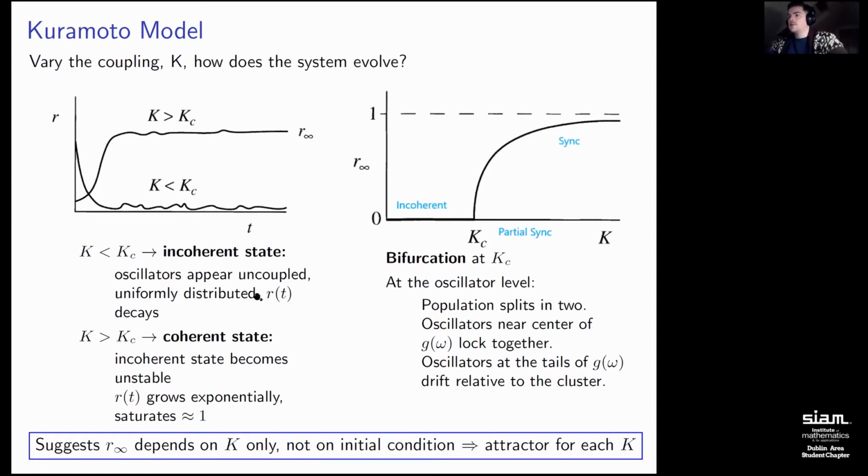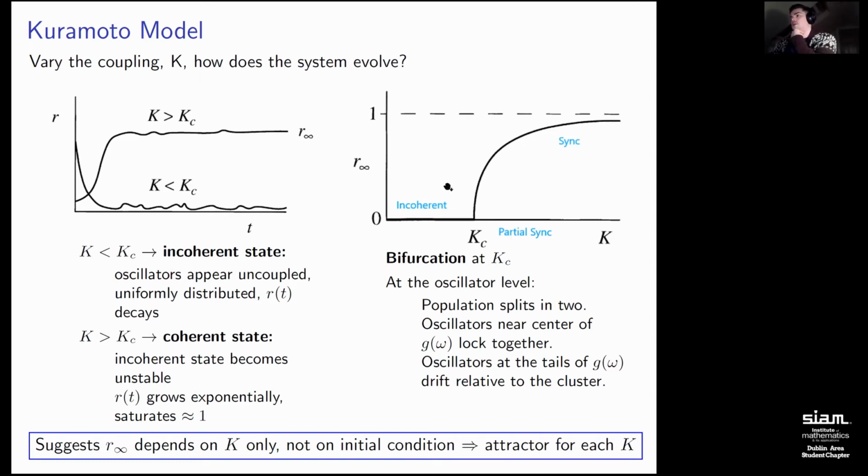And the R value, the measure of synchronization, will tend to decay over time. As you increase K, this incoherent state becomes unstable, and the measure of synchronization grows. You notice that this phase transition happens around some critical value, which he called Kc. He was able to establish that this is essentially a bifurcation in the system at Kc.